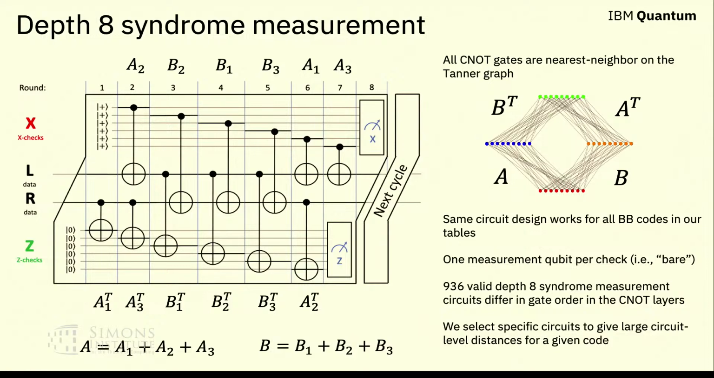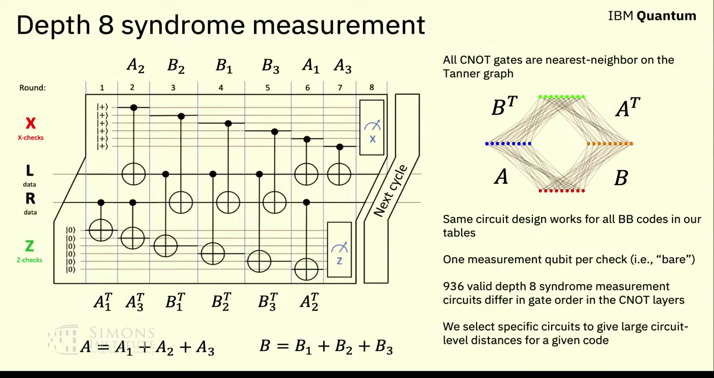Right, so you can use the same circuit for all of the bivariate bicycle codes. If you want to get into the finer details, you can try to vary the circuit for a particular code, and that can actually do better in some cases. But for what I'll show, we use the same circuit design. And I said we searched over all of these. There are 936 different variants, and they just differ in this CNOT order.